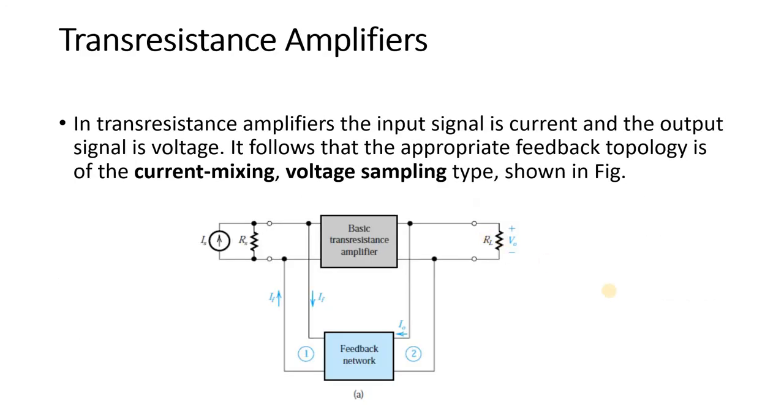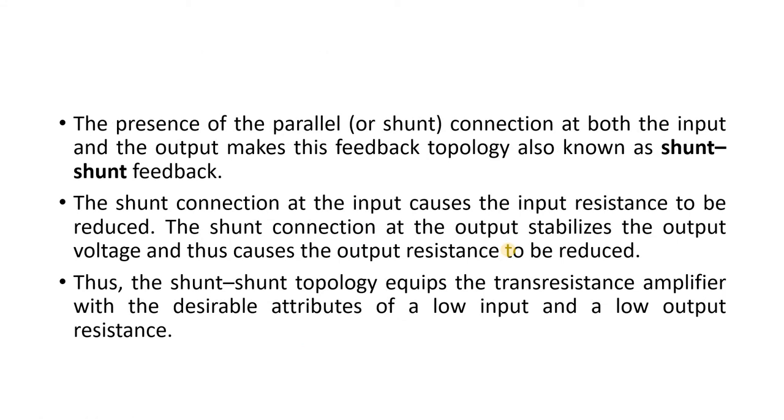Next is current mixing, voltage sampling, trans resistance. Input is in terms of current, output in terms of voltage. See here, IF and IS are in terms of current. So this is called current mixing and voltage sampling, or else we can say it is shunt. Shunt feedback it is.